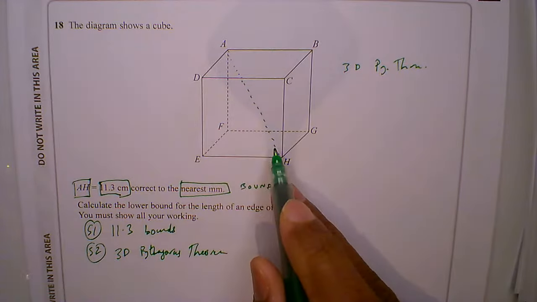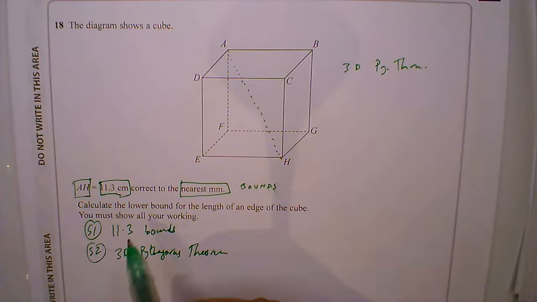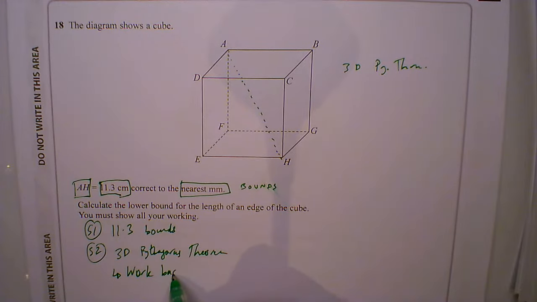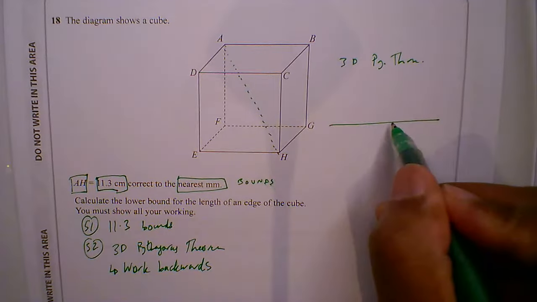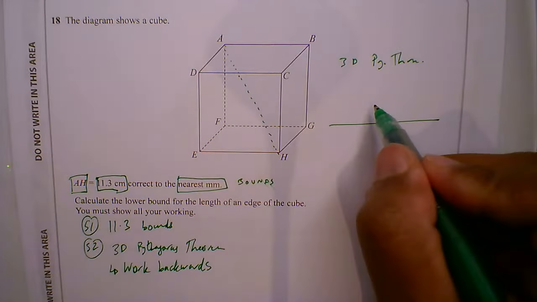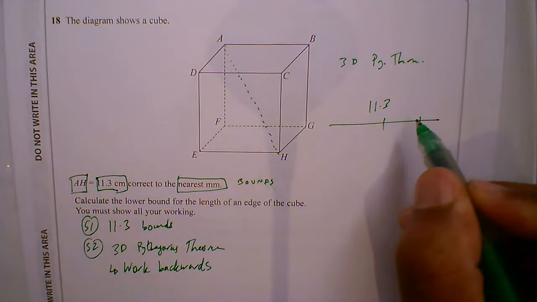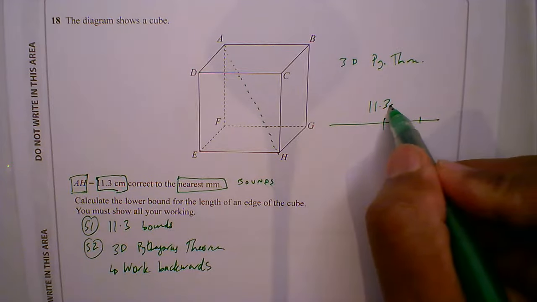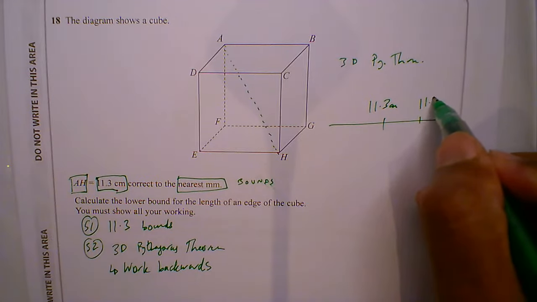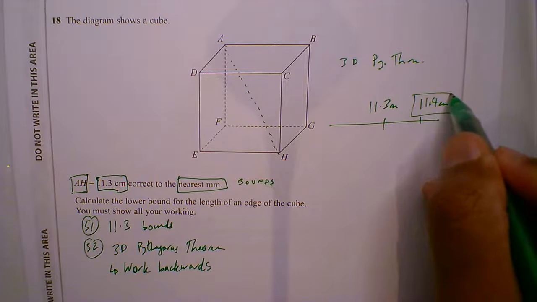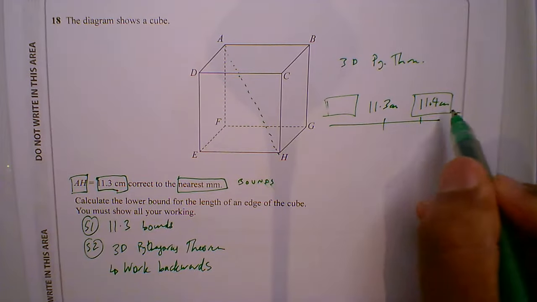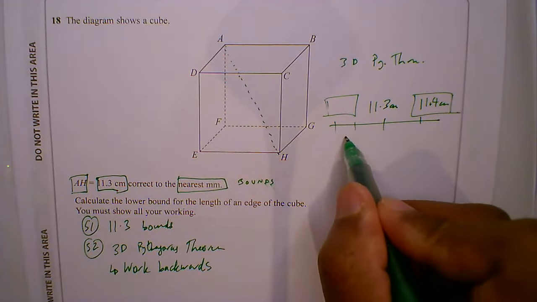Now, if you think about it, that's the longest side, so we have to work backwards. Okay, so let's do step one. Step one, like error intervals, use that framework, 11.3 to the nearest millimeter. So this is centimeters. So the next one will be 11.4 centimeters because it's to the nearest millimeter. So use this framework: the next number, the one before, and then what's in between.